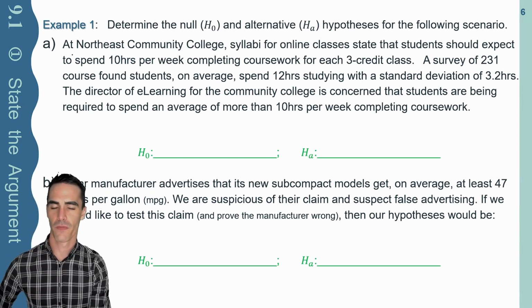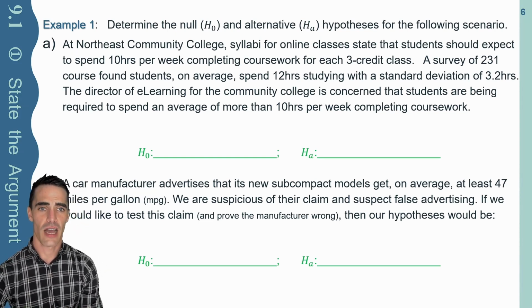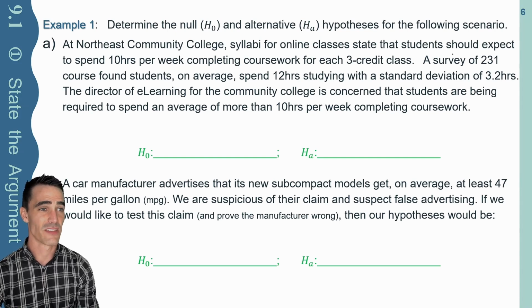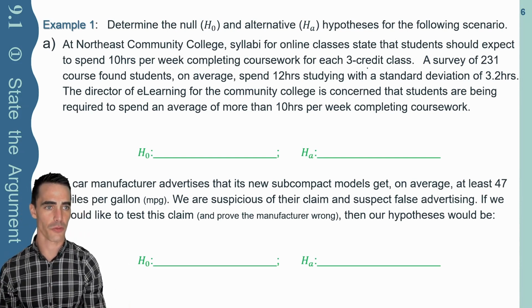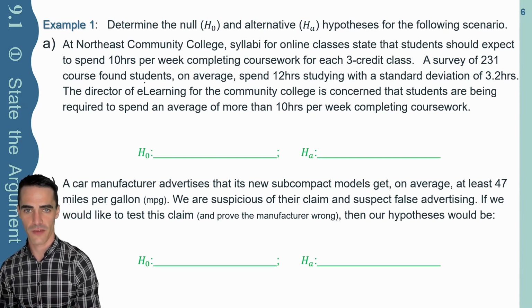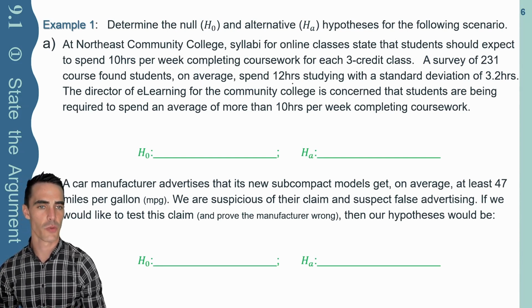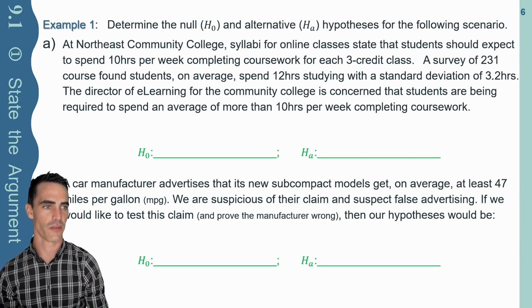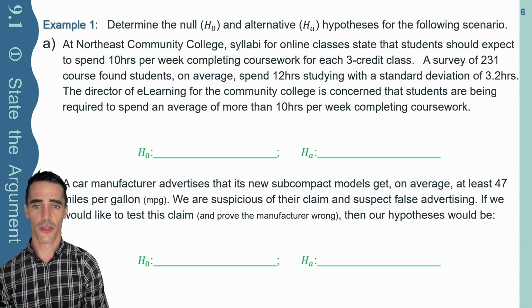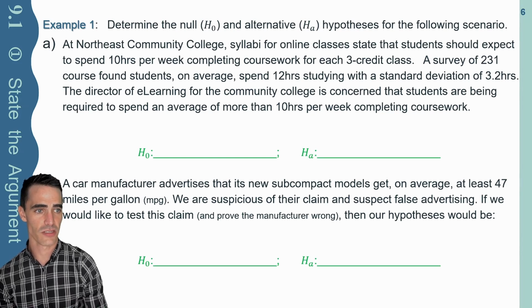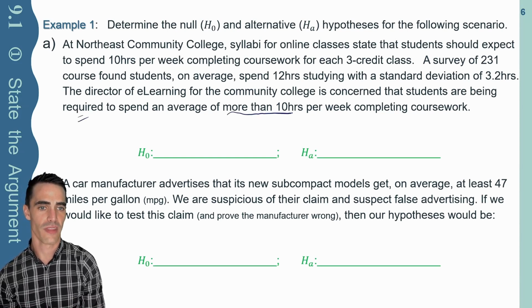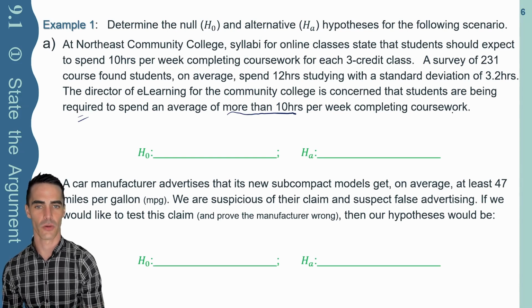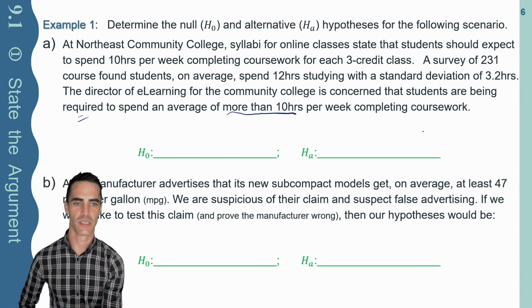Here's our first example. At Northeast Community College, syllabi for online classes state that students should expect to spend 10 hours per week completing coursework for each 3-credit class. A survey of 231 course-found students finds that, on average, they spend 12 hours studying with a standard deviation of 3.2 hours. The director of e-learning for the community college is concerned that students are being required to spend an average of more than that 10 hours per week completing coursework. What are the arguments at play?